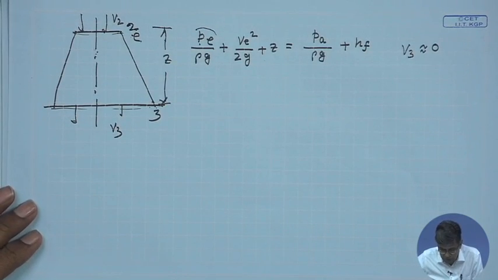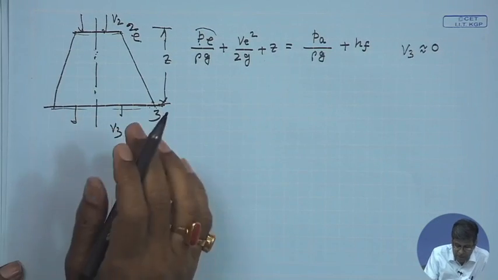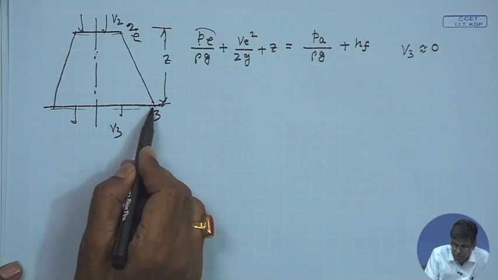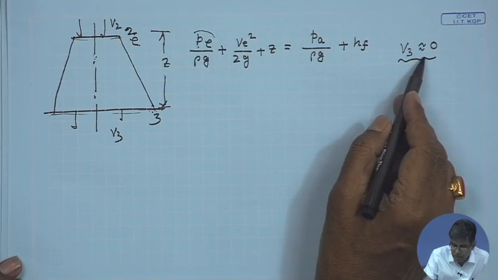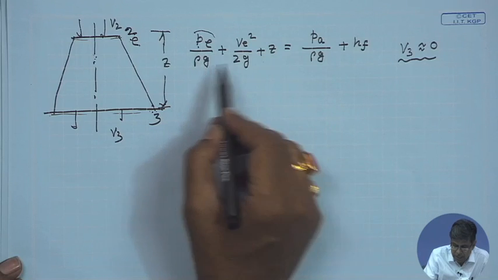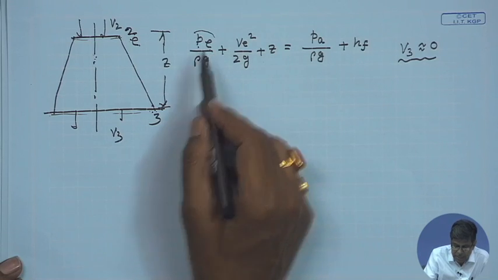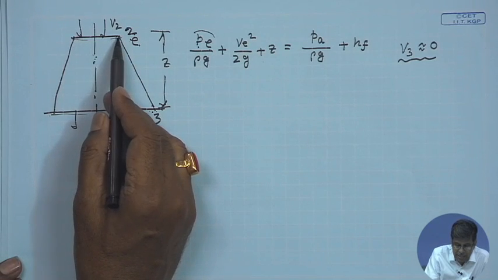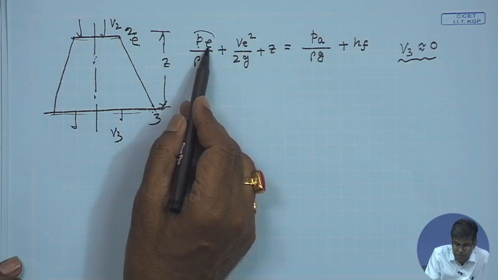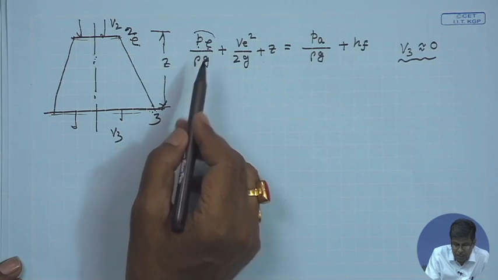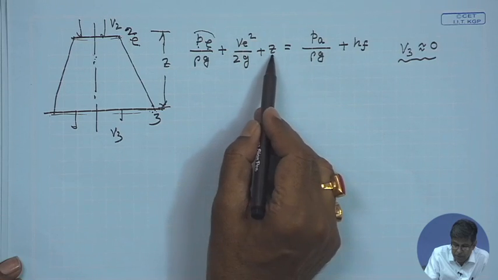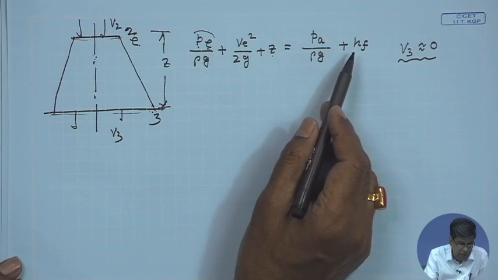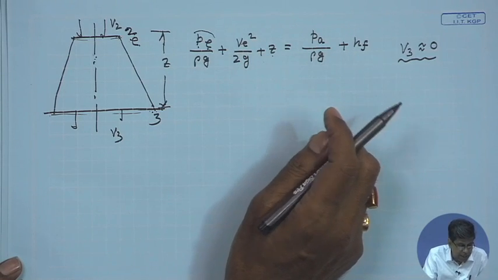Okay. Now, without separation, if we can have an area so large that V 3 is almost 0, in consideration of the outlet velocity being 0, we can write this equation with E as the exit of the runner. That means, P is the pressure at the exit of the runner or at the inlet to the draft tube, and V is its velocity, plus z, equal to P A by rho g plus H f. We can write this thing.